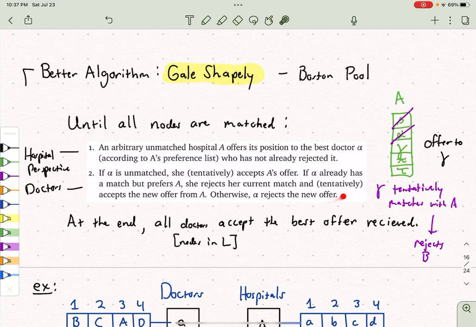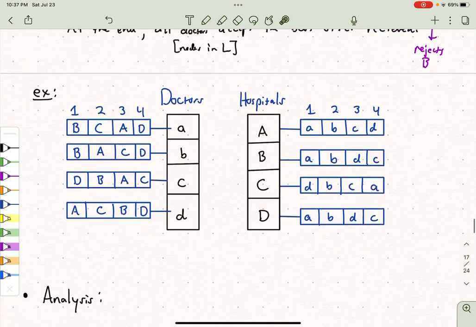Otherwise, alpha just rejects the new offer. So in particular, maybe in this case, gamma actually really liked B more, then gamma would just stick with B and reject A outright. So then we would go to the next iteration and A would offer to pi instead. And at the end, all the doctors will accept the best offer they received. So let's look at an example of this.